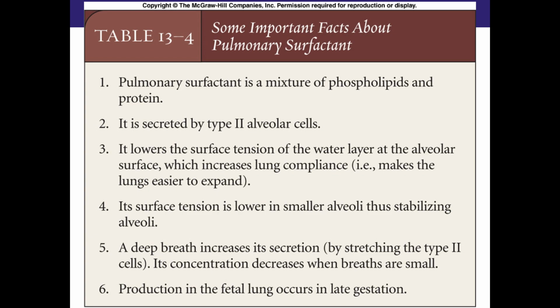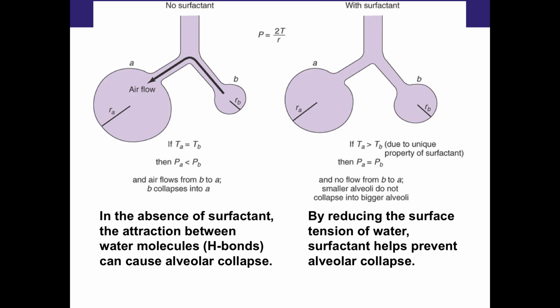Okay, here's the law of Laplace, and it explains the relationship between surface tension, radius, and pressure. Pressure at the top there is equal to 2 times surface tension, T, over the radius. If you're looking at just the smaller alveoli, let's say that without surfactant, the surface tensions are going to be equal to each other. So the surface tension in A is going to equal the surface tension in B.